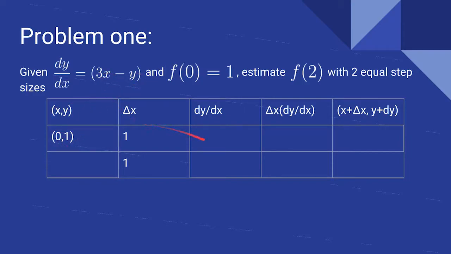We have 3 times 0 minus 1, so we have negative 1. Negative 1 times 1 is negative 1. Then we say 0 plus 1 equals 1, and 1 minus 1 equals 0. Move this point down here again. Plug this into the equation. We get 3 times 1 is 3, minus 0, so we have 3. 3 times 1 is 3. Then we add it back into our x and y to get the estimated point of 2, 3. So f of 2 approximately equals 3.